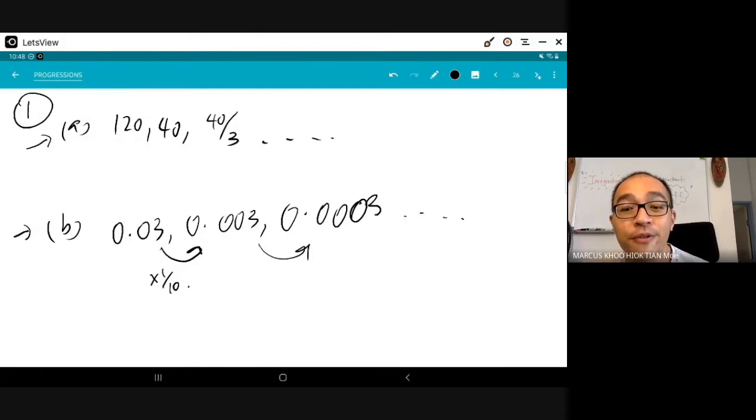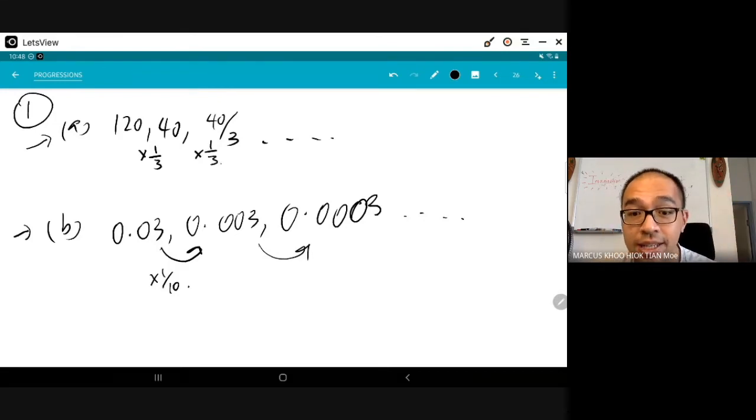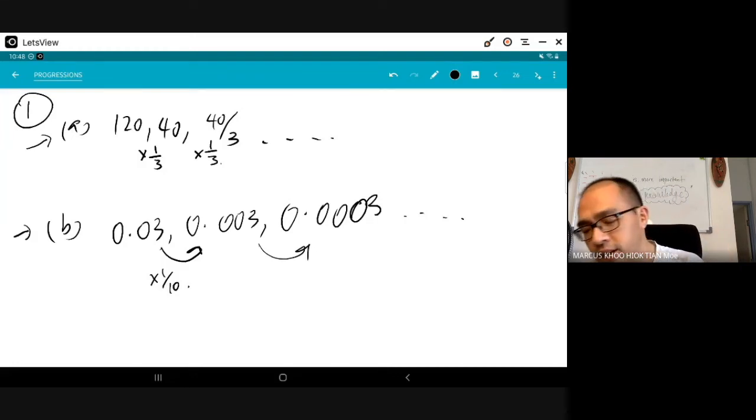Now Wei Chen say both is yes. Okay, times 1 over 3. This is times 1 over 3 also. This is divide by 3, divide by 3. And actually, both your answers are correct. Okay, both is a geometric progression. Are you sure? Yeah, actually, both is a geometric progression.